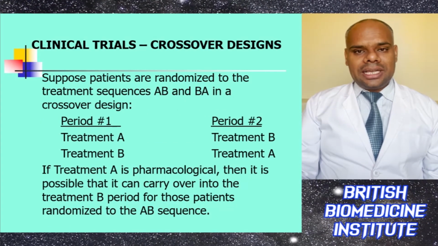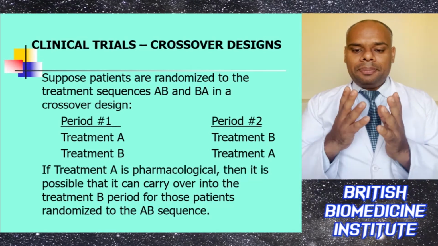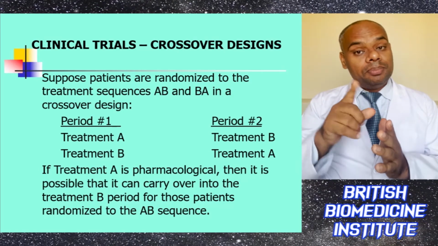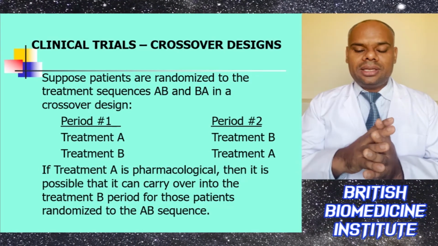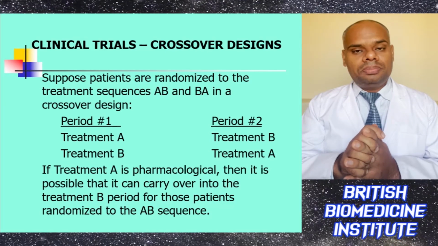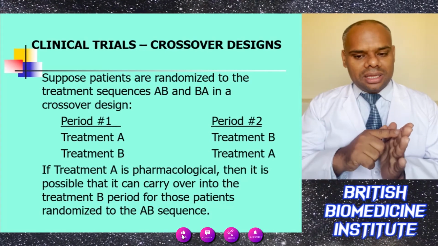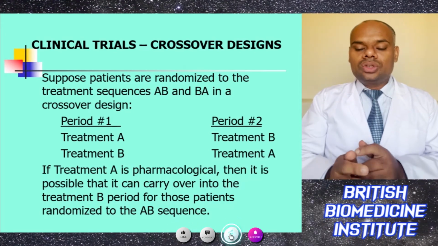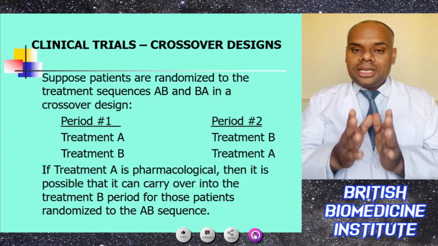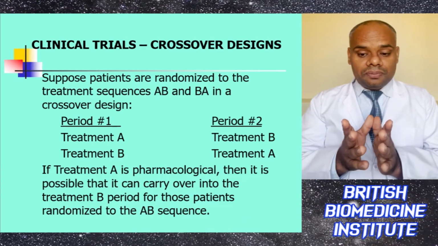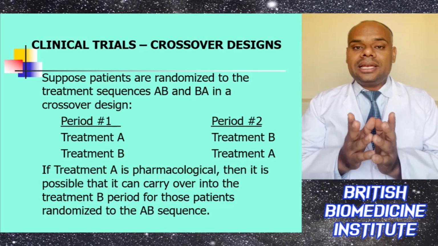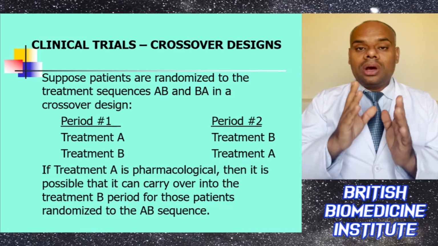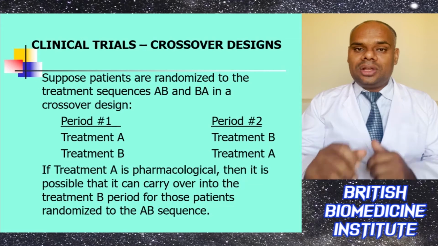So under crossover design, basically suppose patients are randomized to the treatment sequence like AB and BA. So in period number 1, the patient will be getting treatment A, and in period number 2, the patient will be getting treatment B. Similarly, the other sequence gets B then A. So if treatment A is pharmacological, then it is possible that it can carry over into the treatment B period for those patients who are randomized in the A-B sequence.